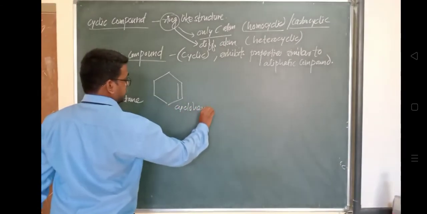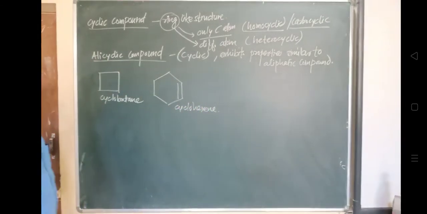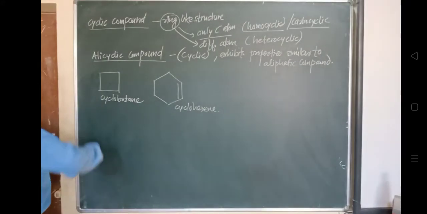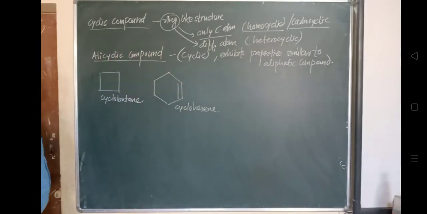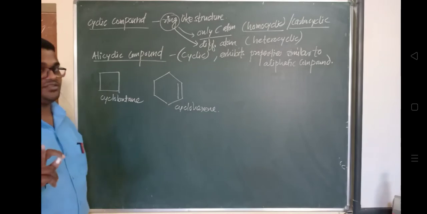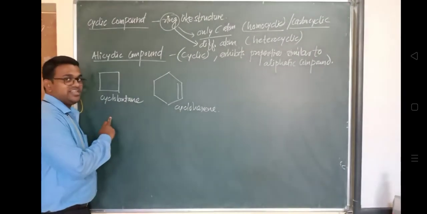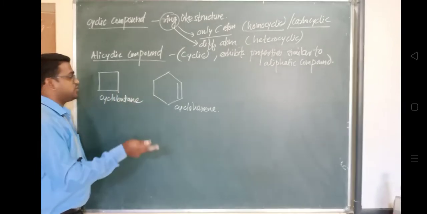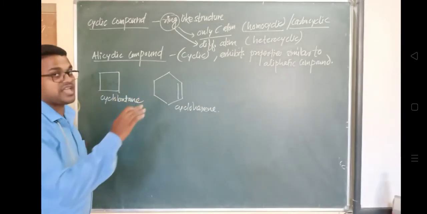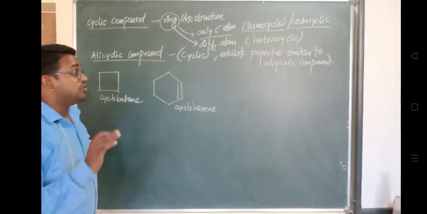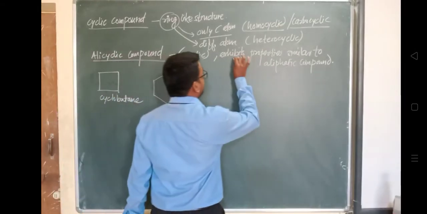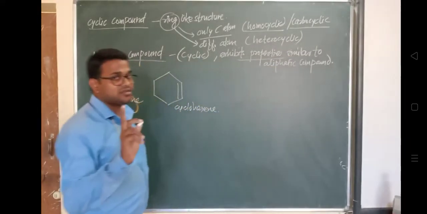Cyclohexene. So these are examples. No doubt this is cyclic and this will exhibit alicyclic properties. Don't look at the structure. Definitely it will be cyclic only. Don't compare like this, that this is cyclic and aliphatic is not cyclic. The comparison is done on the basis of their properties, not on the basis of structure.